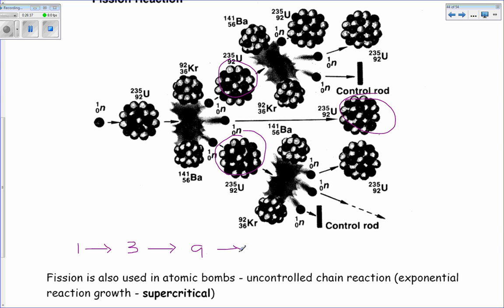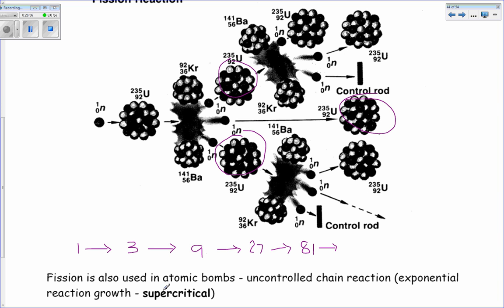Then you have another reaction. 1 reaction gives you 3 neutrons, 3 more reactions gives you 3 neutrons each, which is 9. 9 more reactions is going to give you 3 neutrons each, which is 27. 27 reactions gives you 3 neutrons each, which is 81. And you can start to see how this might get out of control.